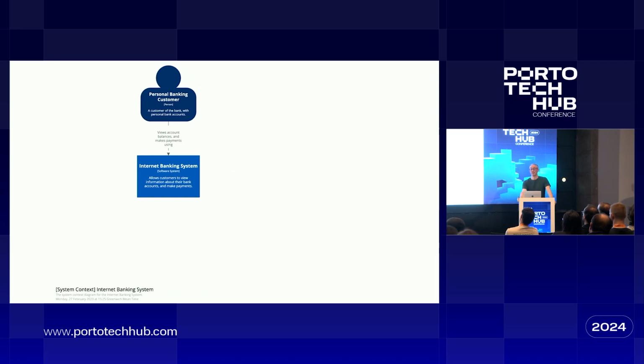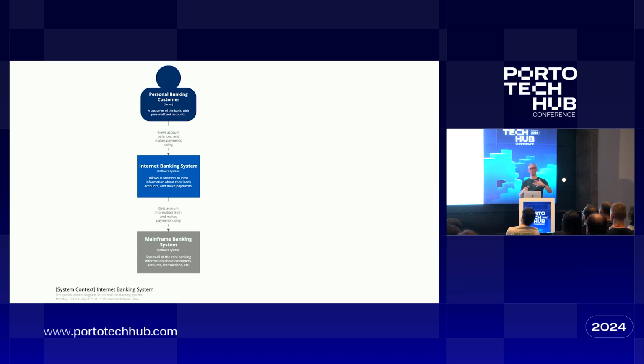To draw the rest of this diagram, I need to ask two questions. Number one, who is using that? So who are my users, my roles, my actors, my personas? In this example, there's just one type of user, and it's all of us as personal customers of the bank. We are going to be using the internet banking system to view our account balances and make payments online. For most systems, you have lots of different user types, but in this case, there's just one. So that's question one, who are our users?